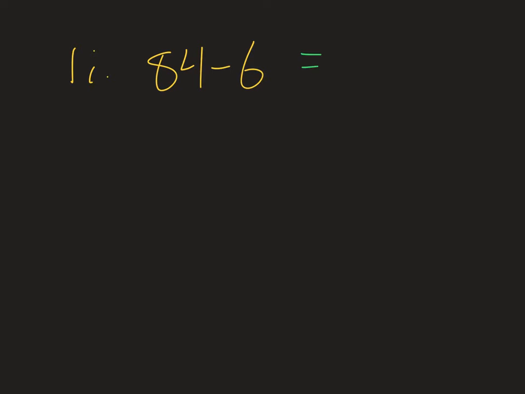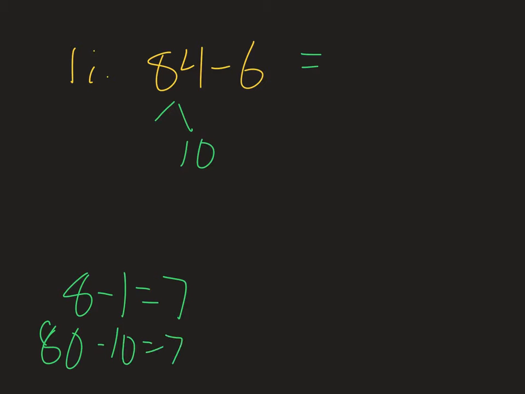What's our first step? Always. Right, we take 10 out of 80 and we put it in a number bond. Okay, so let's see. 8 minus 1, that equals 7. So that means 80 minus 10 equals 70. So if we take 10 out of 84, we end up with 70? Nope. We can't forget the 4. 74 is what's left over.